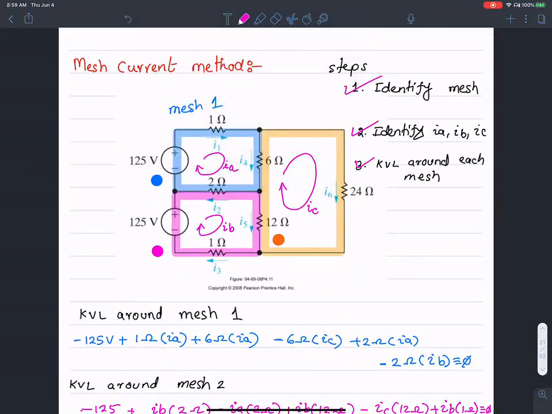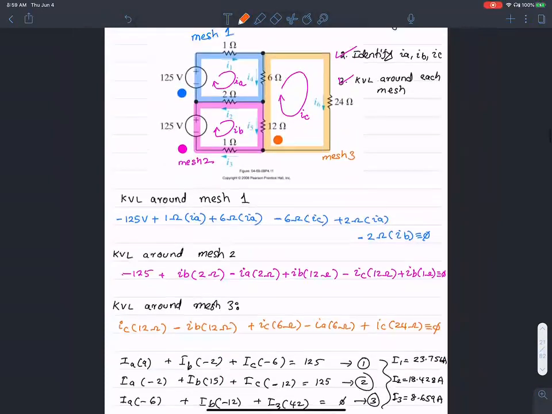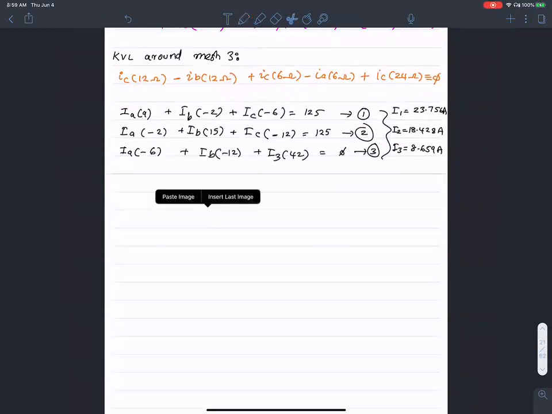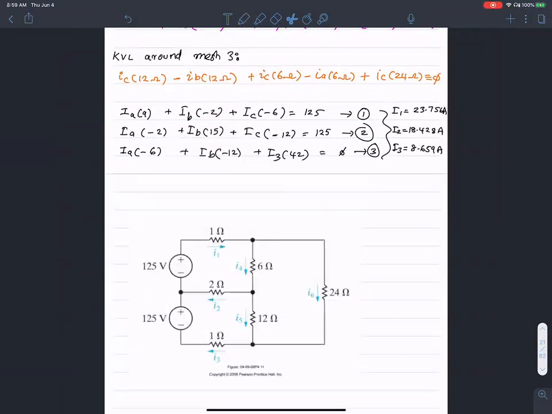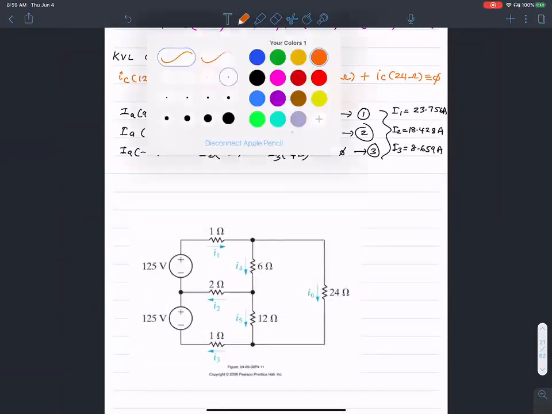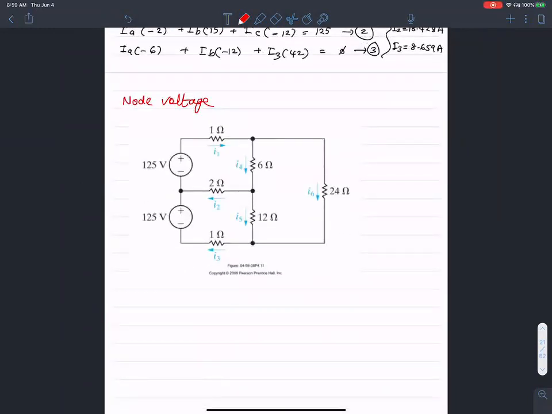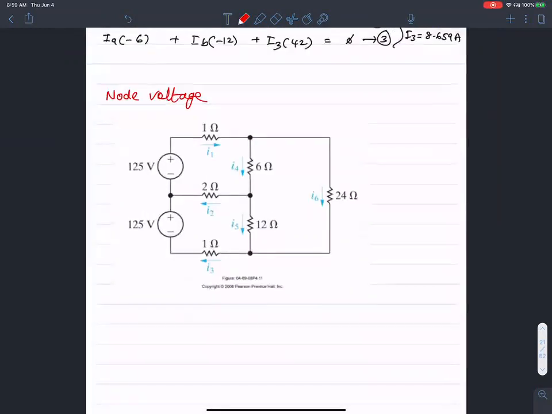Okay, so this is mesh 2 and this is mesh 3. Okay, so do you want to solve the exact problem using KVL, node voltage analysis as well? That would be interesting. Okay, so do you want to get us started then? Any volunteers to get us started?